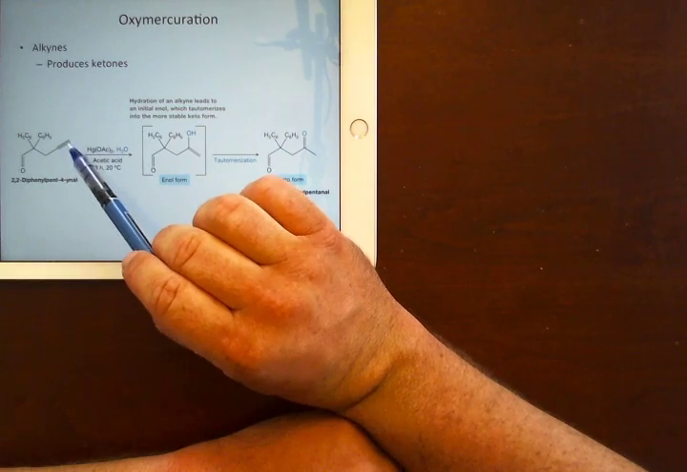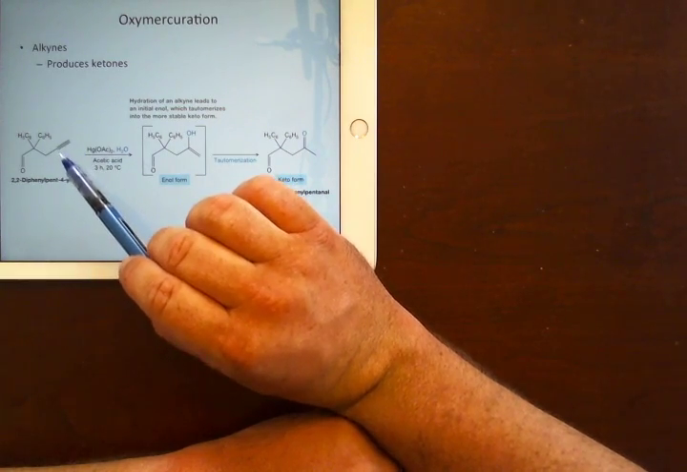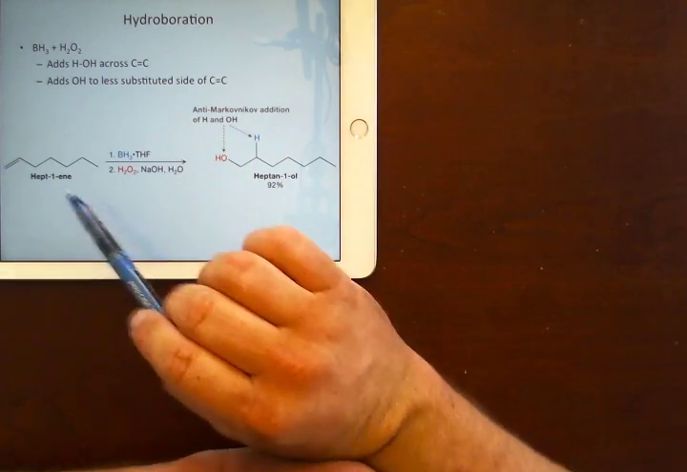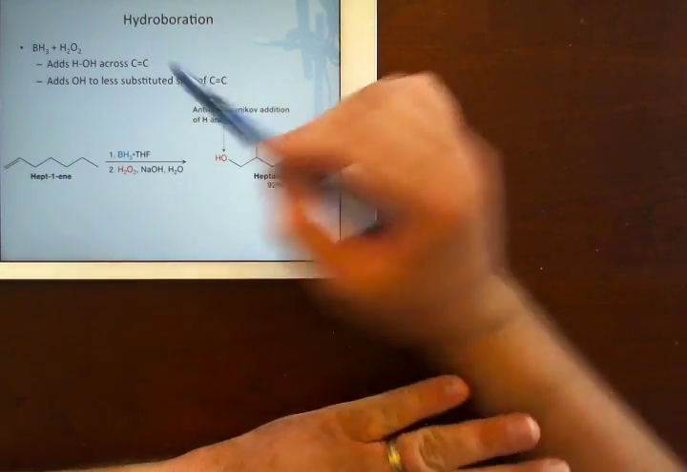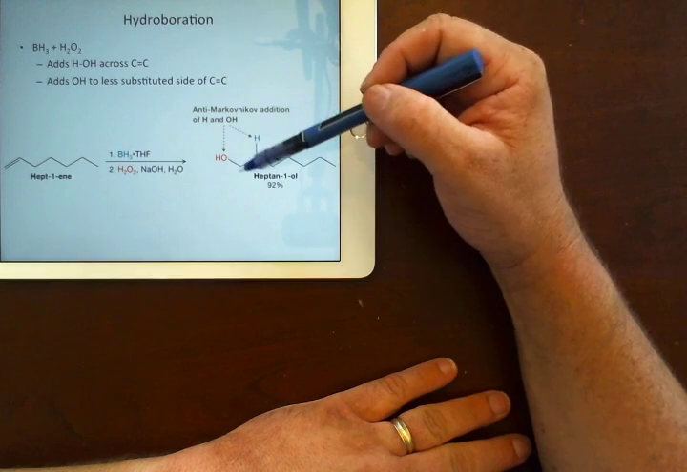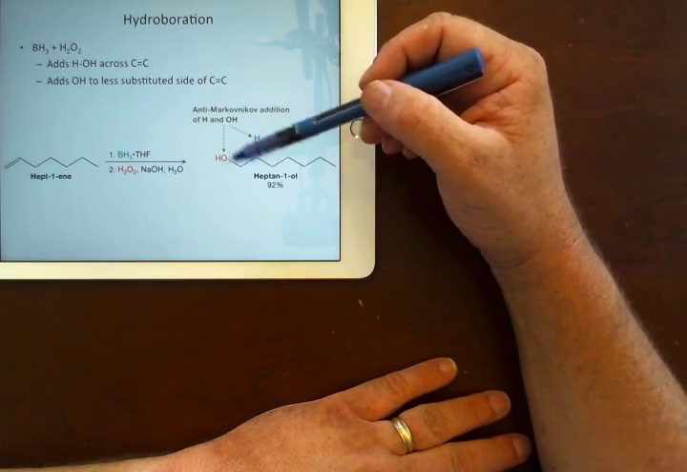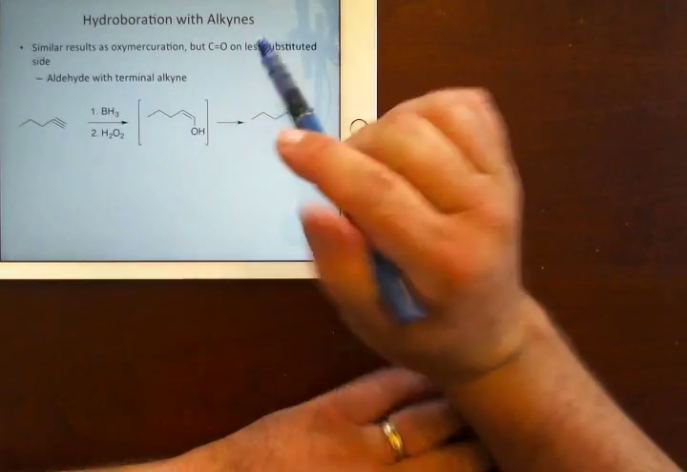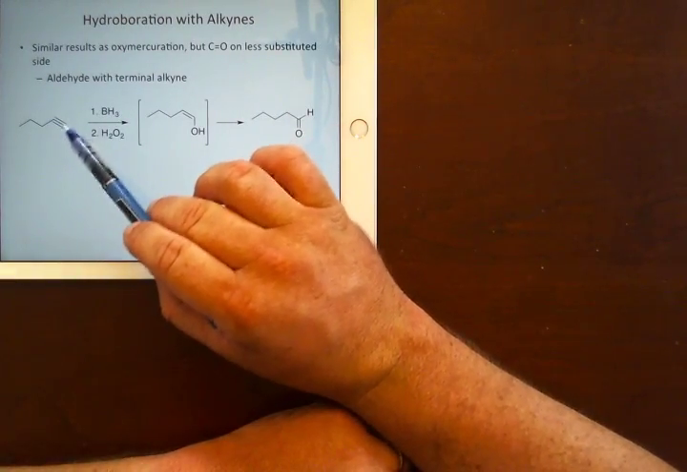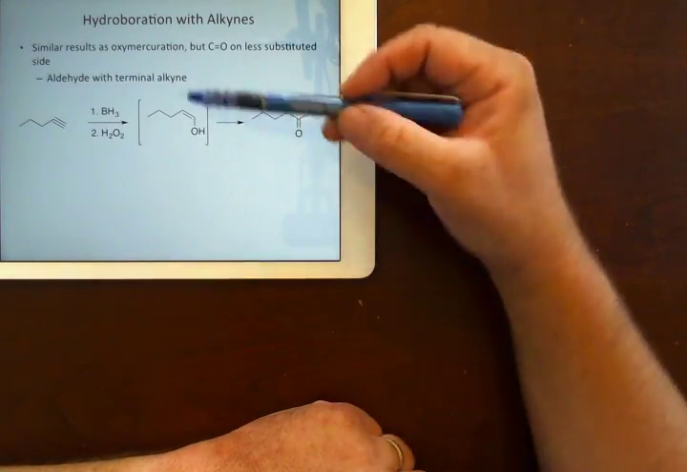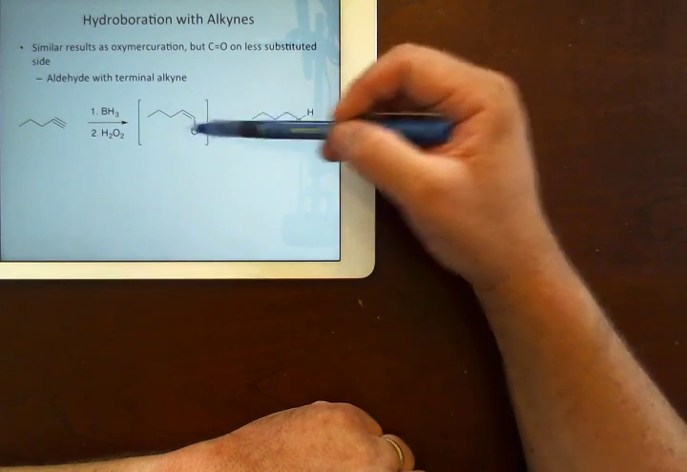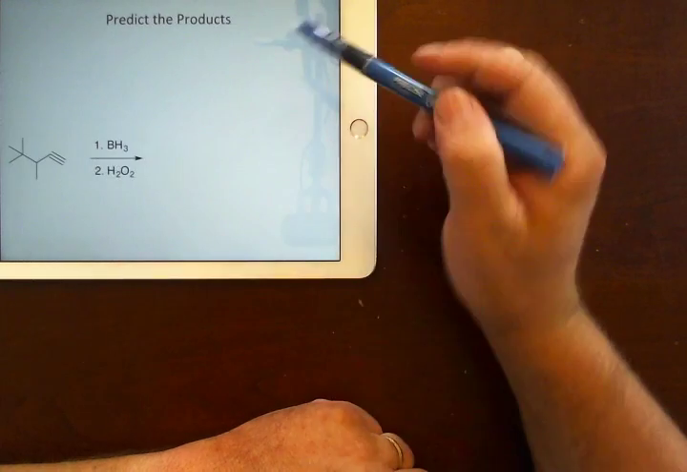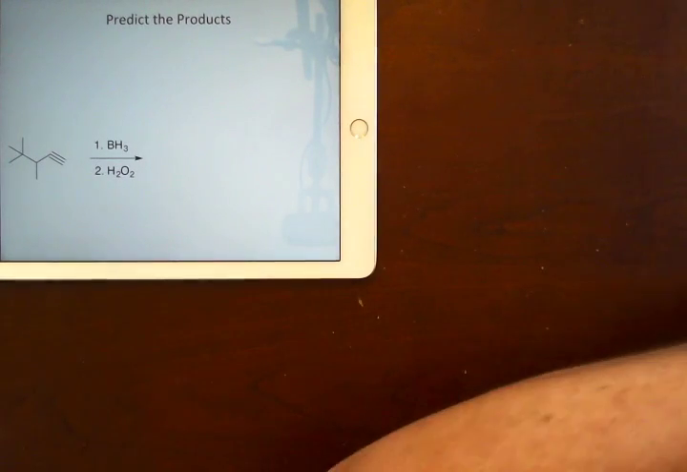So you had secondary versus primary, right? So the OH is going to want to go on the secondary side. On hydroboration, again, hydroboration puts the OH on the less substituted side, the lower numbered side. So in this case, primary versus secondary, OH is going to go here. The same thing is going to happen with the alkyne. You're going to put that CO bond here. You're going to tautomerize, but now you've got the aldehyde. Okay, so with that, and so if you run this.